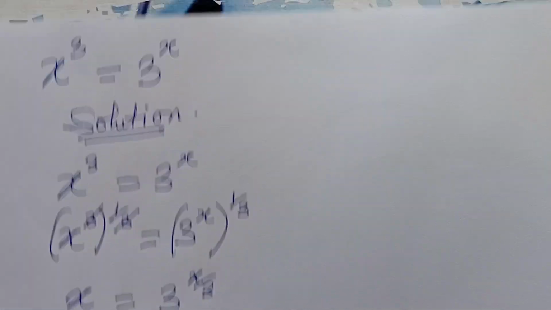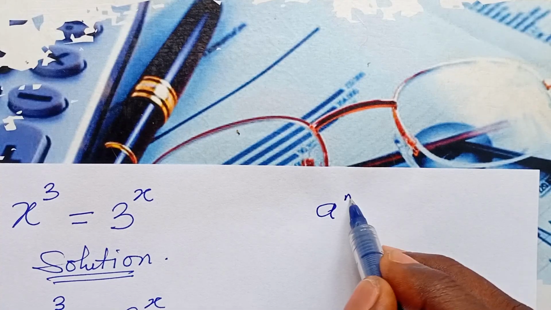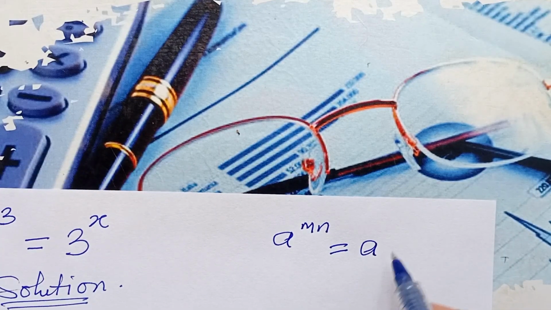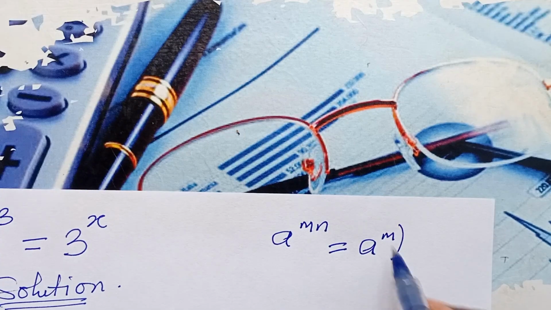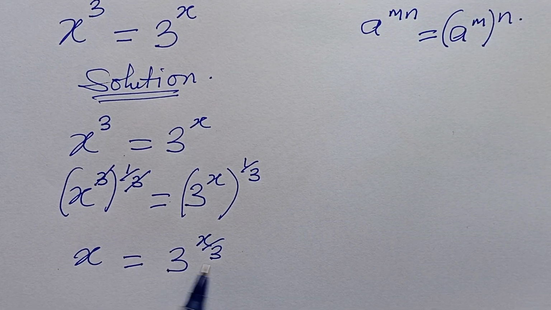Okay, I just applied a law which says that if you have a to the power of m, all raised to n, this is the same thing as a raised to the power of m times n. So that is what I did here.